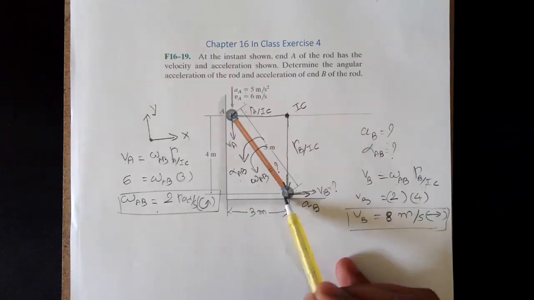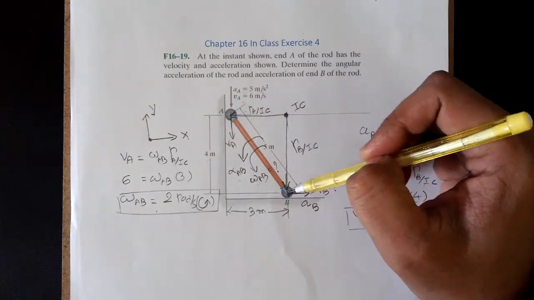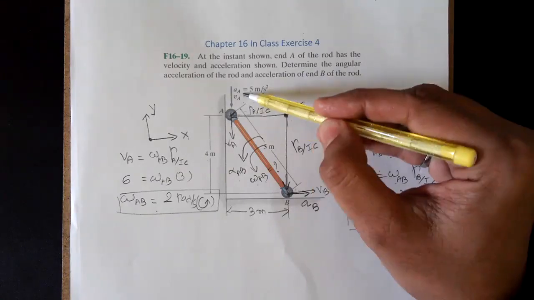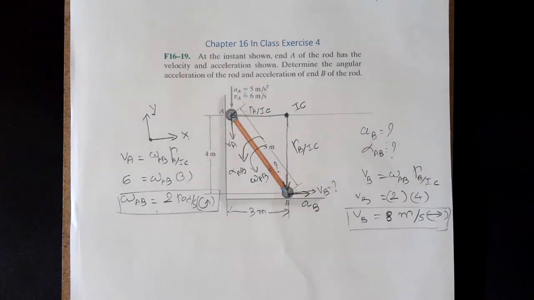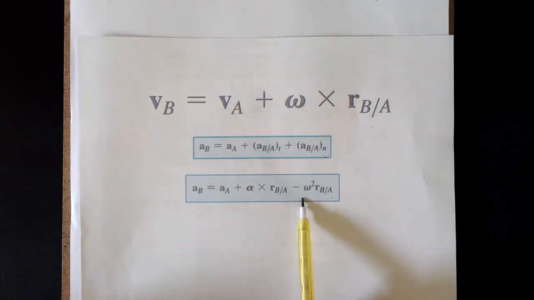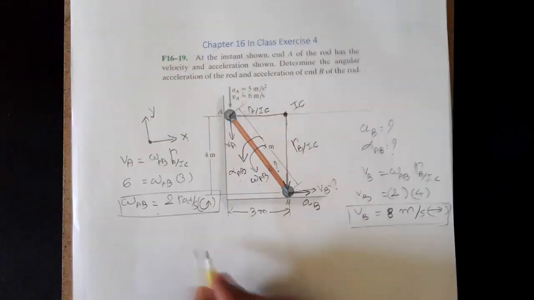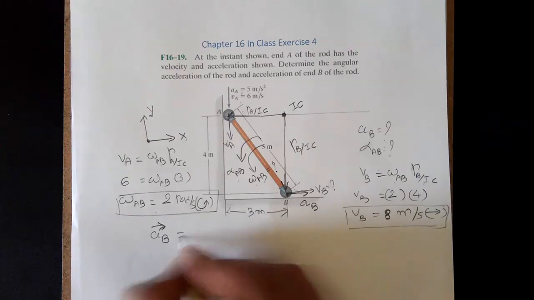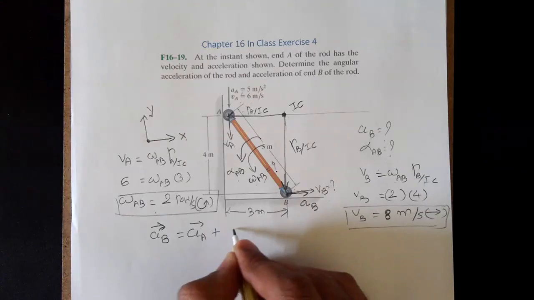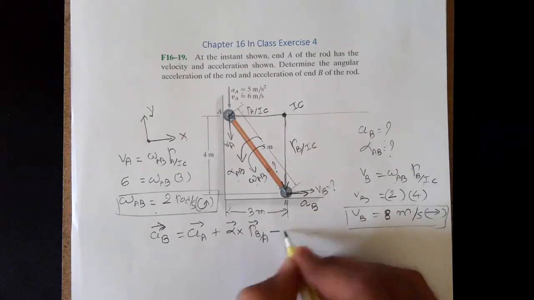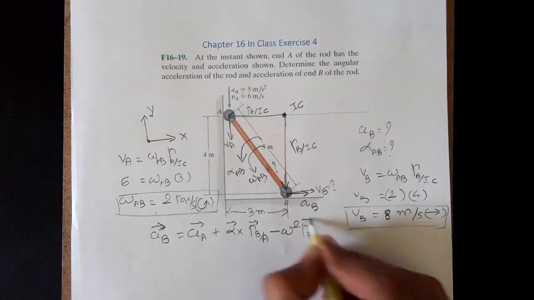So now link AB is in general plane motion, so end B is in pure rotation with respect to A, but then A is also in translation. So the absolute acceleration of B can be calculated using this equation. So we need to apply this equation to calculate the absolute acceleration of B. So I'll write that equation here. So a_B, now when I draw the arrow on top of the variable, it's a vector, is equal to acceleration of A plus acceleration of B relative to A, which has a tangential component, and this is the normal component of the acceleration. And this is our equation 1.